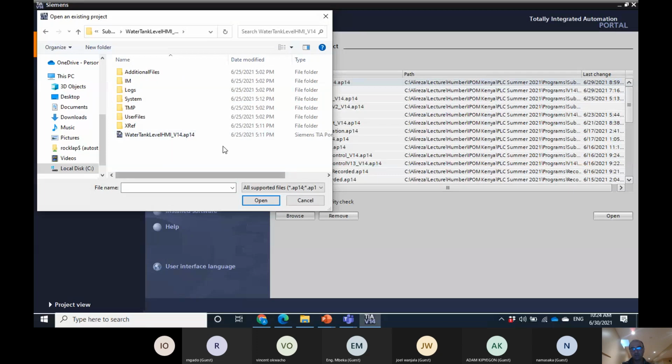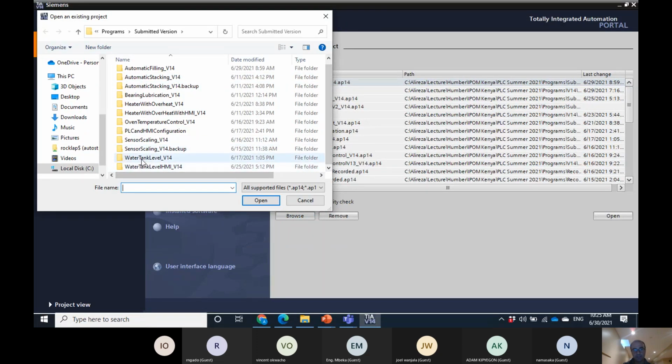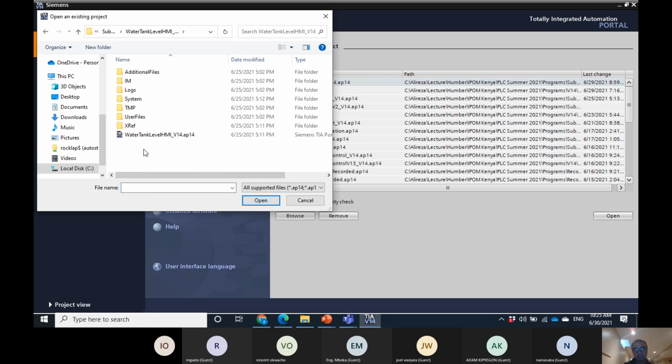Okay, if you have already built that, or if you download the program that I provided, you have these programs. This program is exactly what you have. Download that, unzip that, and then in the TIA, click on browse, and find the folder, for example, this folder. There are two, this HMI, okay, this, and then open this one.